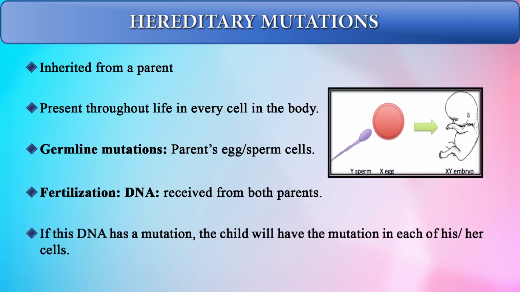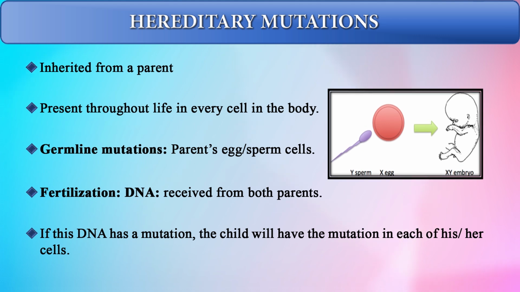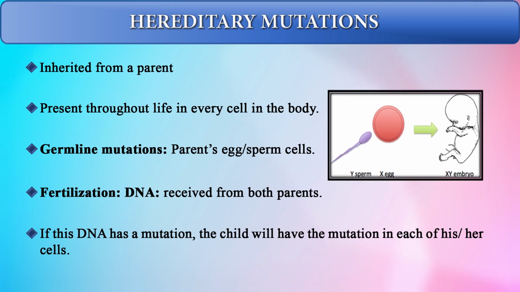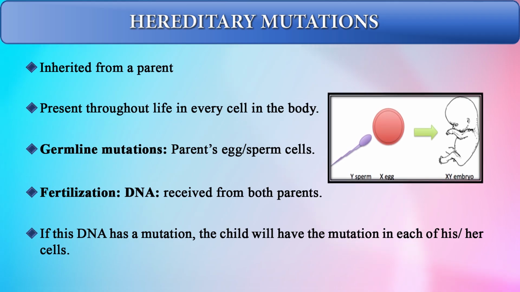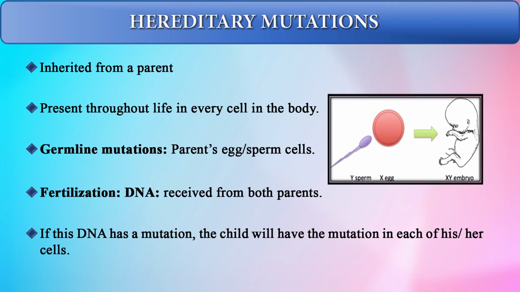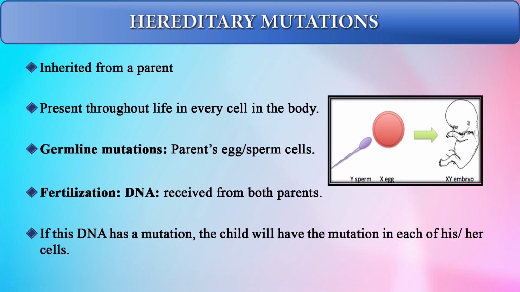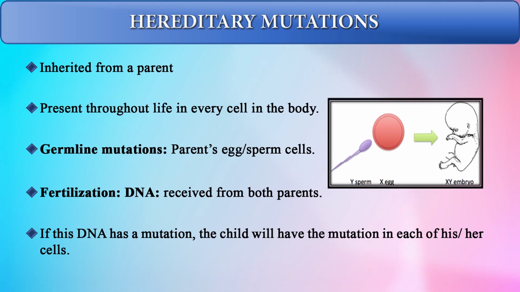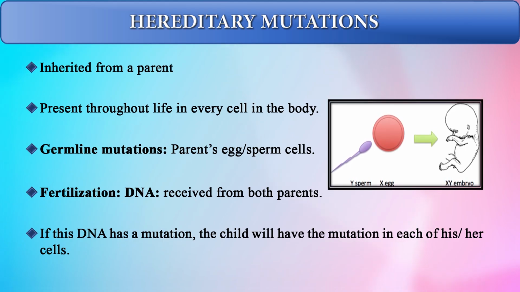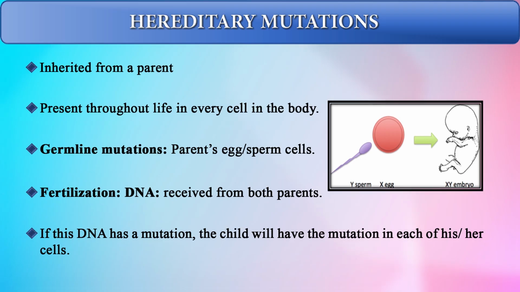So if there is a DNA mutation in either the X or the Y, if there is a hereditary change, then the child will have the mutation in his or her cells. This is what we mean by saying that it is inherited from the parent. It is a hereditary mutation and it will remain for life in the cells of the body.